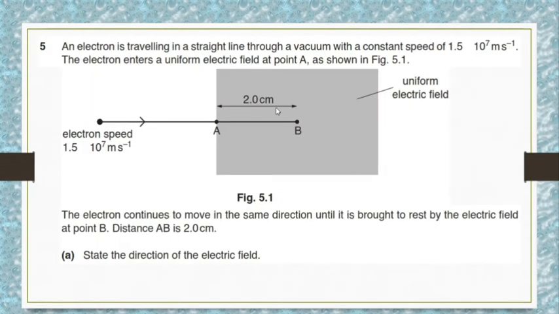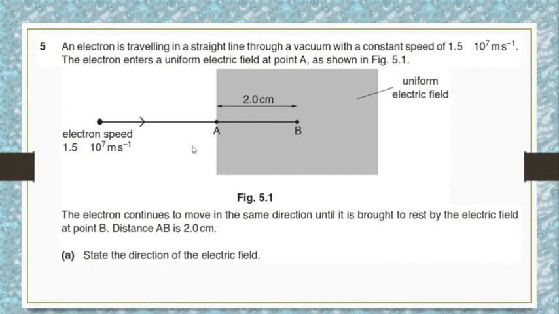Number 5, an electron is traveling in a straight line through a vacuum with a constant speed of 1.5 times 10 to the 7 meters per second. The electron enters a uniform electric field at point A, as shown in figure 5.1. The electron continues to move in the same direction until it is brought to rest by the electric field at point B. Distance AB is 2 centimeters. State the direction of the electric field.